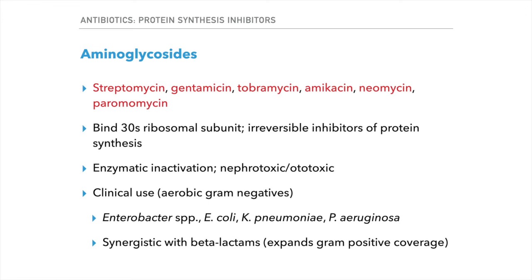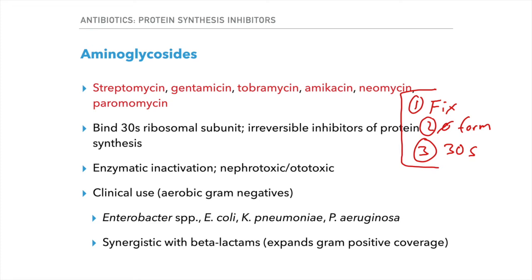The first is a fixation of the 50S and 30S ribosomal subunits to the AUG start codon on the mRNA. The next mechanism is an inhibition of the formation of the 70S bacterial ribosome. And then the third one is an induction of errors due to its binding of the 30S, so errors in the protein itself. Through these three mechanisms, aminoglycosides are able to halt protein synthesis.